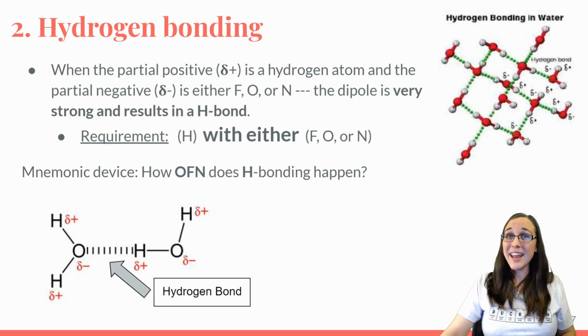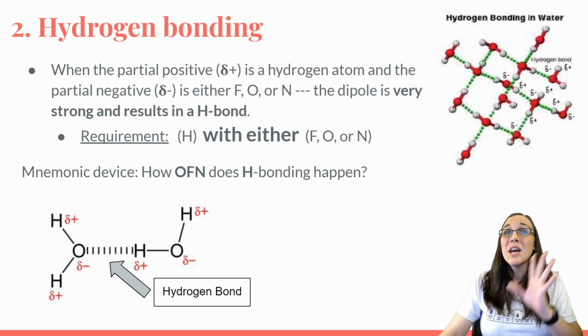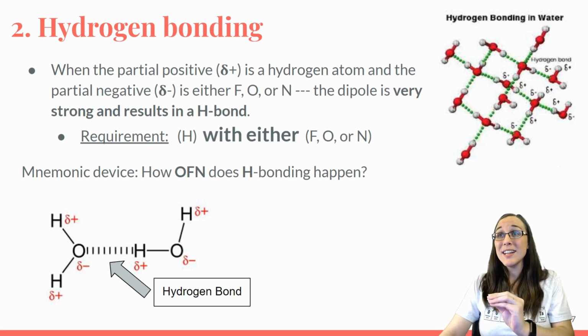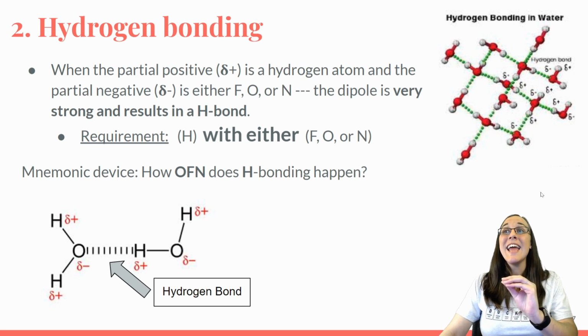So just to reiterate, that dashy line is indicating an invisible force between one molecule and another molecule, and that specific force is a hydrogen bond because it's between hydrogen and oxygen.